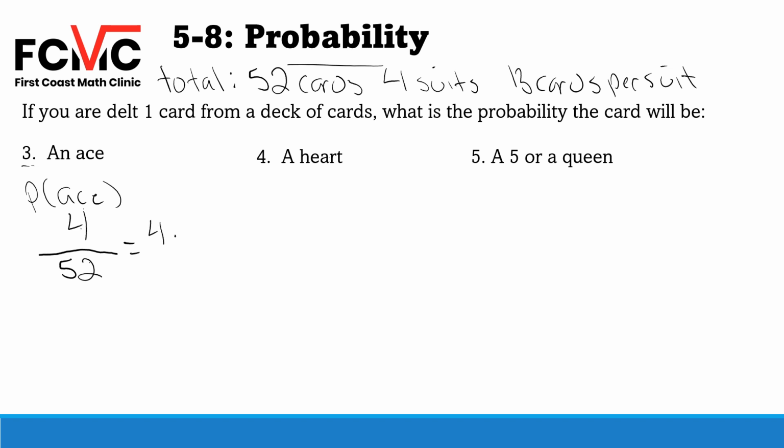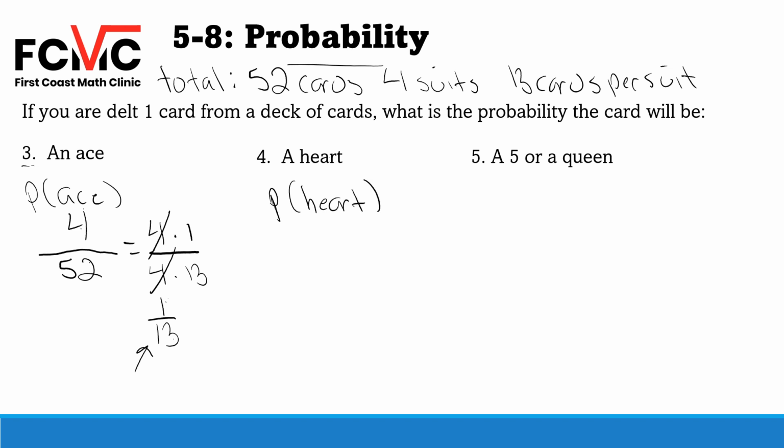And we can simplify this to maybe 4 times 1 and 4 times 13. 4 and the 4 divide out, so we'll get 1 out of 13 as our probability. So if we pull 13 cards, every 1 card out of 13 should be an ace. Now a heart, so we want the probability of a heart.